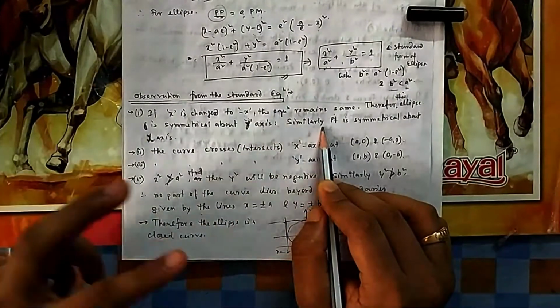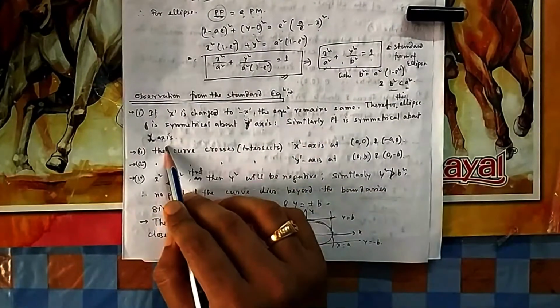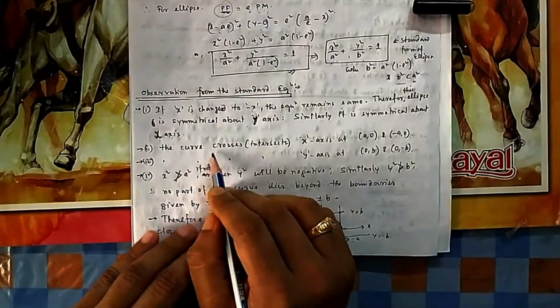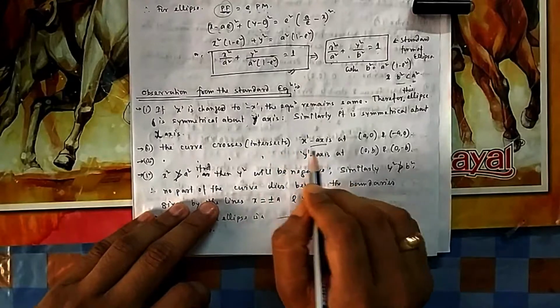If you change y and it is not changing, that means it is symmetrical about x. This modification you kindly do in the notes. The curve crosses the x-axis. At what point is it crossing?